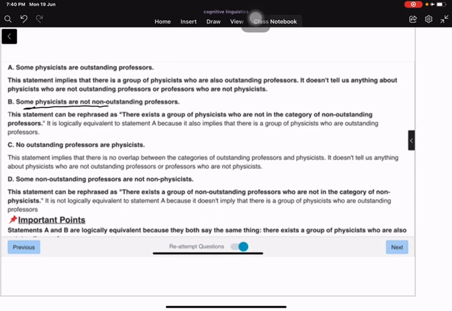Some physicists are not non-outstanding professors. This statement can be rephrased as: there exists a group of physicists who are not in the category of non-outstanding professors. It is logically equivalent to statement A because it also implies that there is a group of physicists who are outstanding professors. Right?